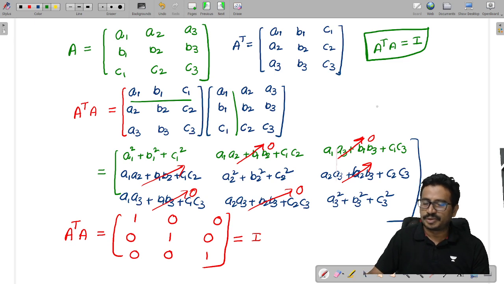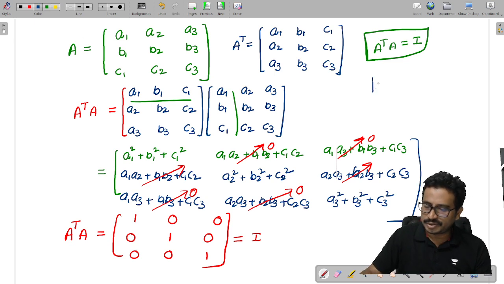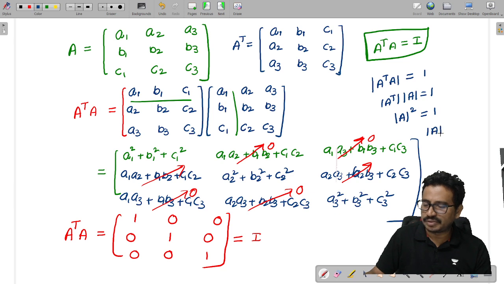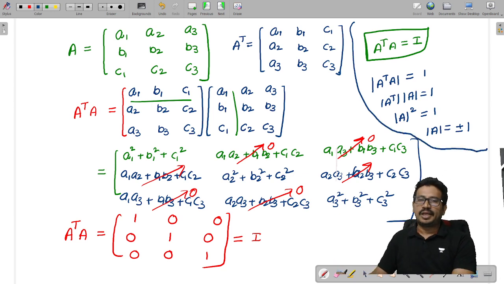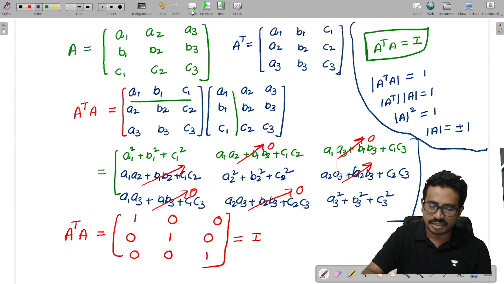So if I take the determinant on both sides, what will I get here? So determinant of A transpose into A, which is nothing but the determinant of this I matrix, is 1. So both determinants are equal here. So the determinant of A transpose and A is equal to 1. So this means both the determinants are equal. So we can say this is determinant of A whole square, which is equal to 1. So from this I can say determinant of A is equal to plus or minus 1.